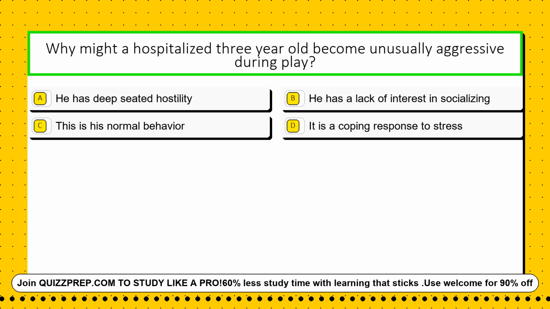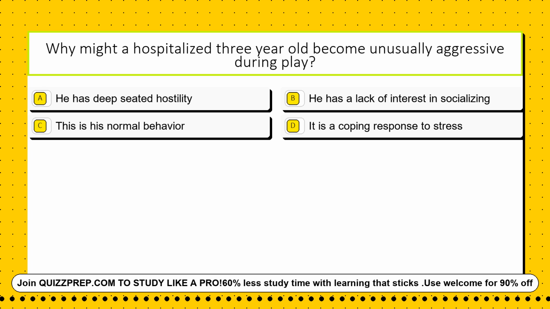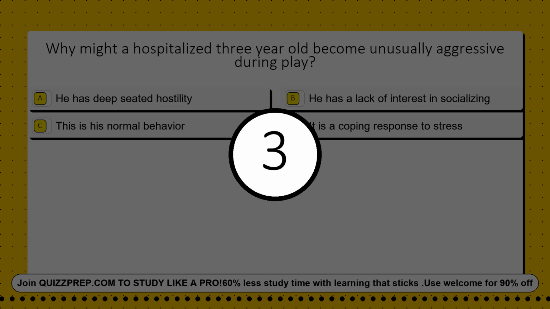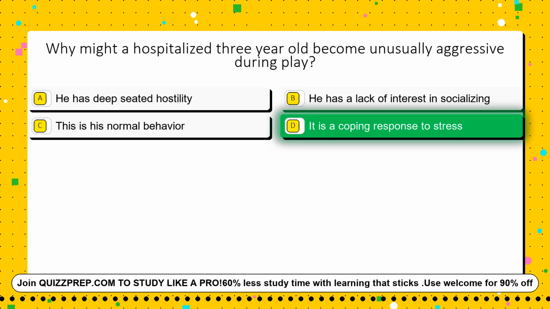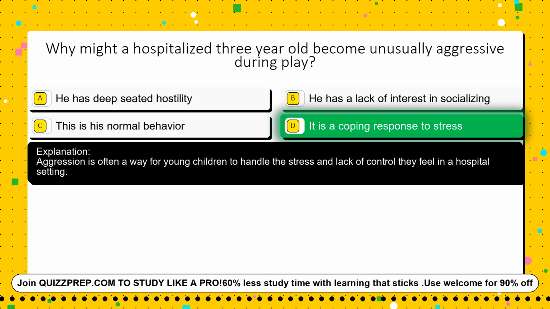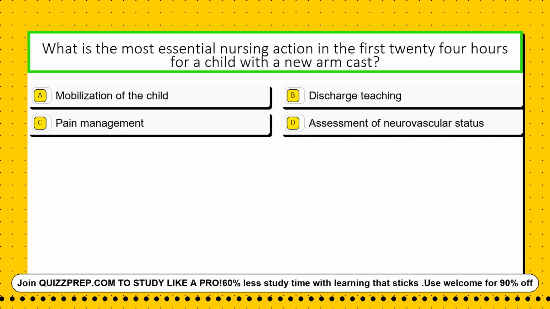Question 120. Why might a hospitalized 3-year-old become unusually aggressive during play? Option A. He has deep-seated hostility. Option B. He has a lack of interest in socializing. Option C. This is his normal behavior. Option D. It is a coping response to stress. The correct answer is option D. It is a coping response to stress. Aggression is often a way for young children to handle the stress and lack of control they feel in a hospital setting.